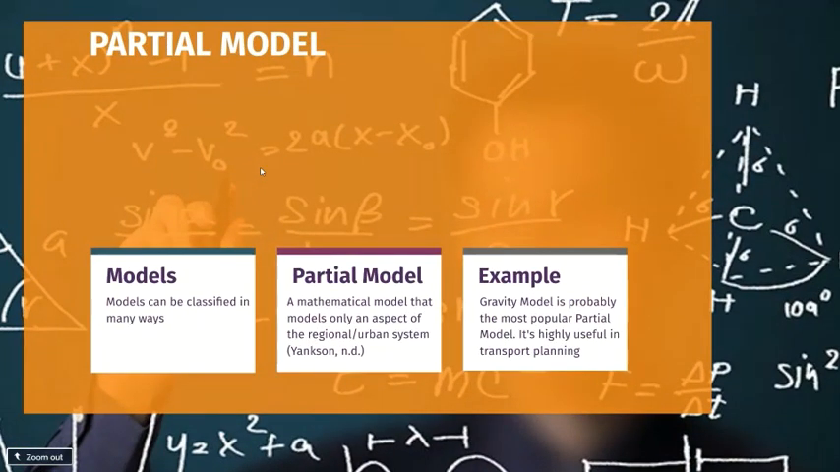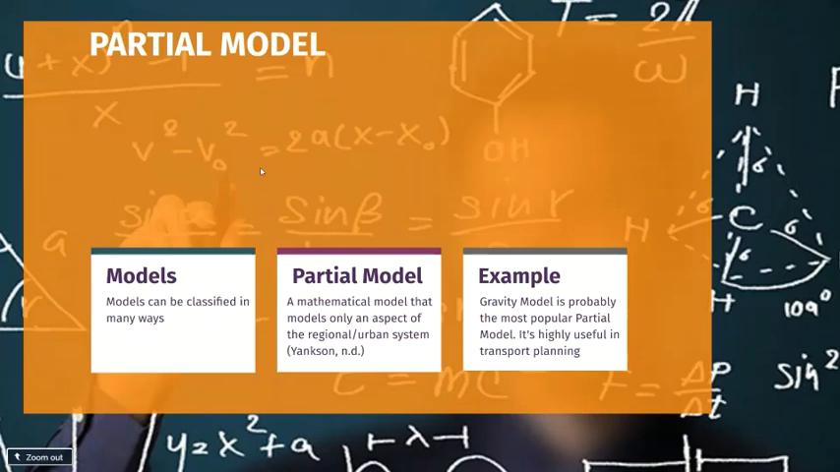Okay, so models can be classified in many ways. We can have physical models or mathematical models, but today we'll be looking at one aspect of mathematical models. And here we are looking at partial models. The opposite of a partial model is a comprehensive model. In other videos, we'll consider comprehensive models, but today we would only look at partial models.